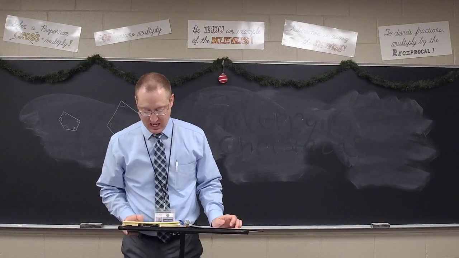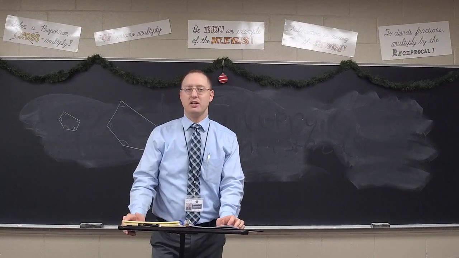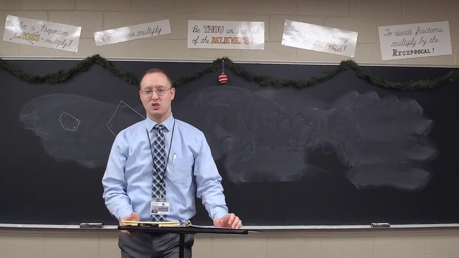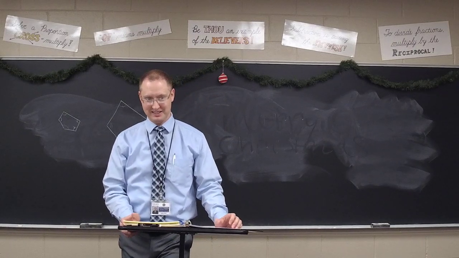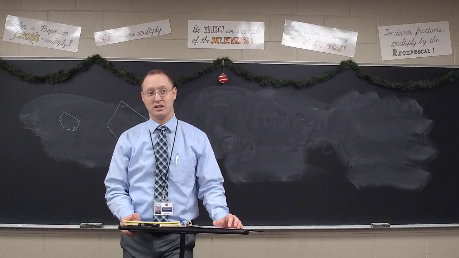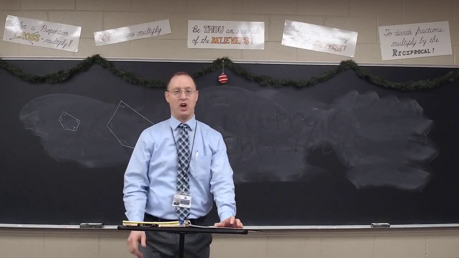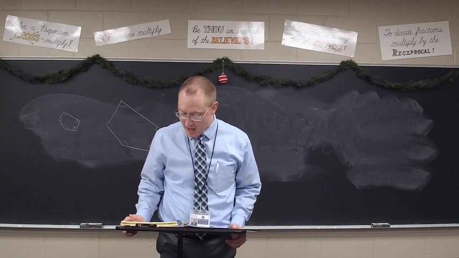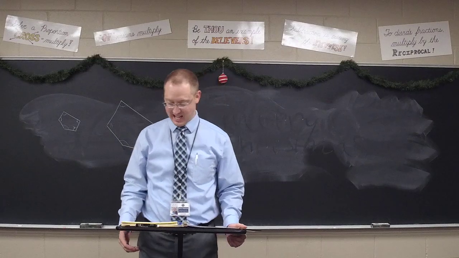Number 17. What is the definition of a square? What makes something a square? Michael? A rectangle with all of its sides equal. That's word for word. A rectangle with all of its sides equal. Great job. Jot that down. A rectangle with all of its sides equal.